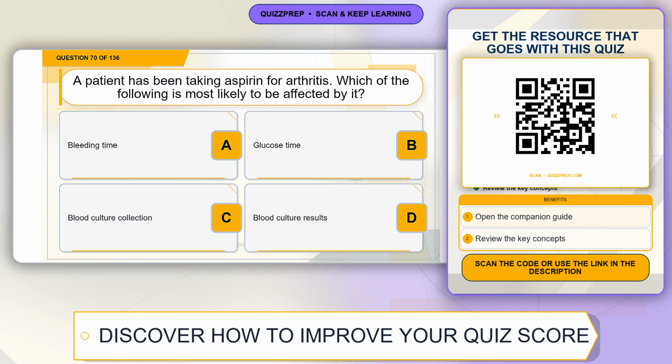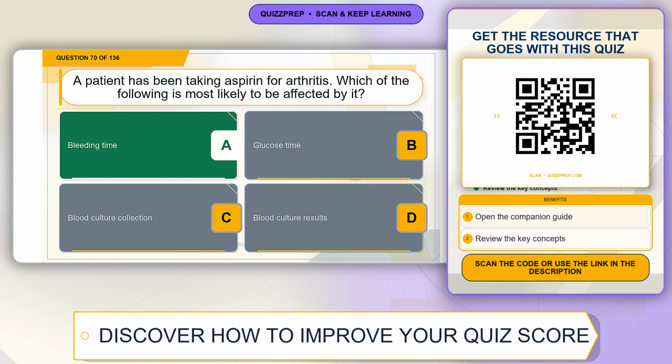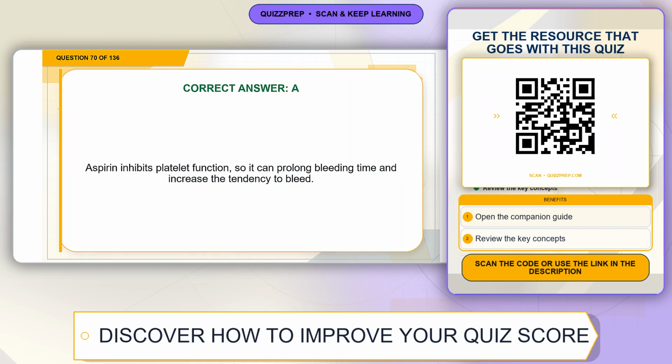Question 70. A patient has been taking aspirin for arthritis. Which of the following is most likely to be affected by it? Option A, bleeding time. Option B, glucose time. Option C, blood culture collection. Option D, blood culture results. The correct answer is option A, bleeding time. Explanation: aspirin inhibits platelet function, so it can prolong bleeding time and increase the tendency to bleed.